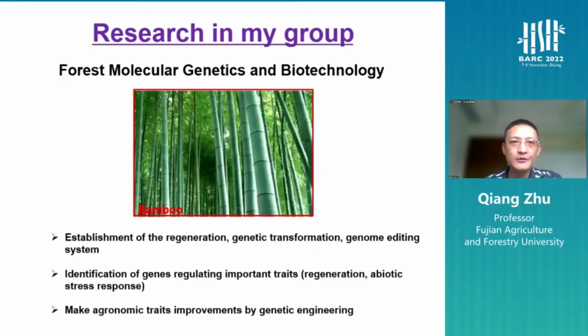First of all, I would like to thank the organizer for giving me this chance to share our research. Today, I will talk about the development of gene manipulation tools for Ma bamboo genetic improvement. So, in my lab, we mainly focus on the forestry molecular genetics and biotechnology. Now we are trying to establish the regeneration, genetic transformation, and genome editing system. We are also interested in the identification of genes regulating important traits. Our final goal is to make agronomic trait improvement by genetic engineering.